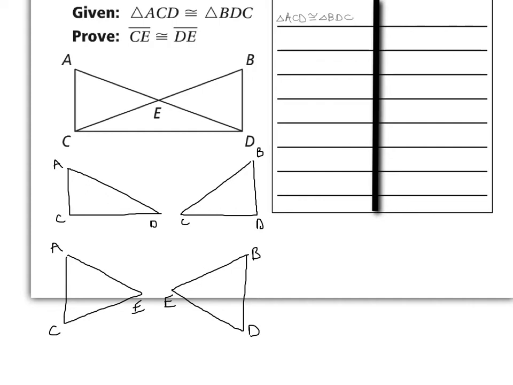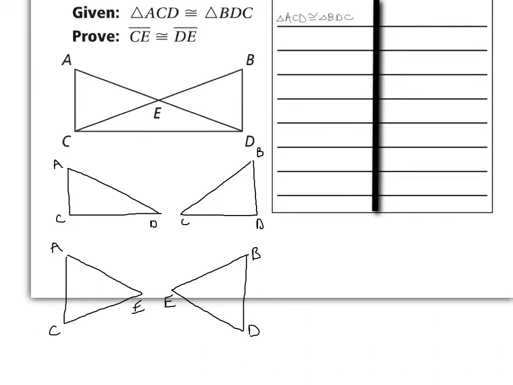Okay, so I've taken triangle ACD and put it here. And I've taken triangle BCD and put it here. Those two triangles look similar. They look the same. And then I've also taken triangle AEC, which is here, and triangle BED, which is here, and put them down as well.